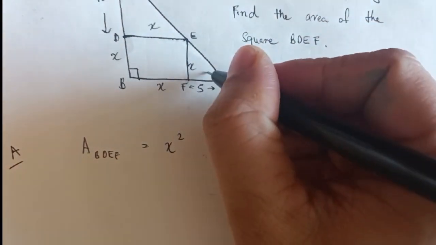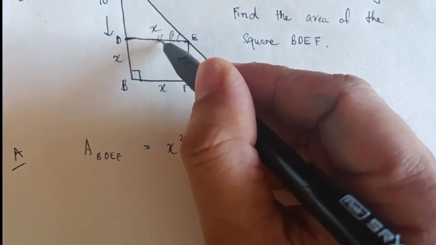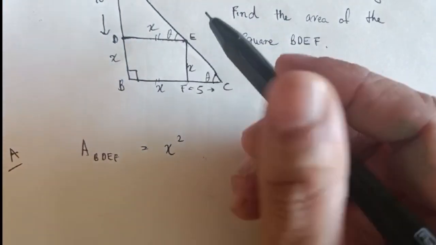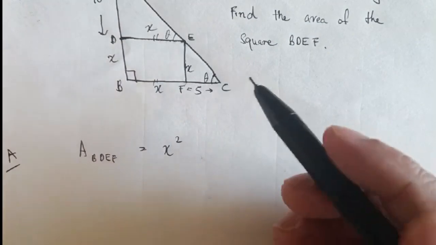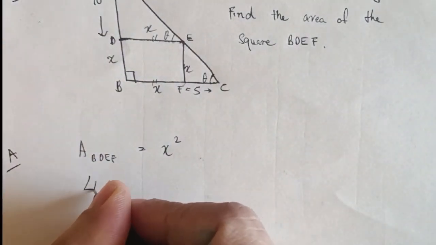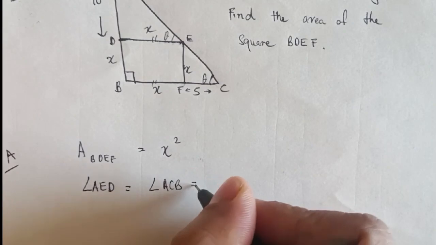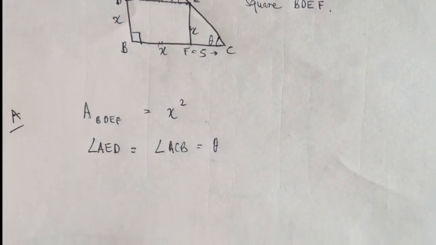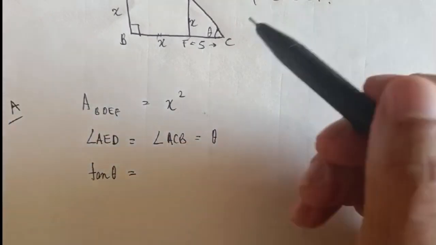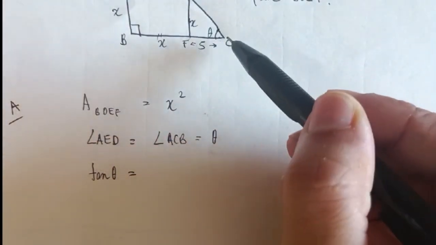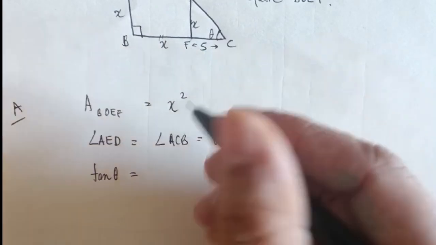Now this angle is basically, let's just call it theta. Now this angle will also be equal to theta because we have these two lines which are in fact parallel to each other. So as a consequence of that, these two angles will be similar, right? So angle AED is equal to angle ACB is equal to theta, right? Now what is tan of theta? Tan of theta, if we just consider this small triangle CEF, is equal to opposite by the adjacent, so that's x by 5.